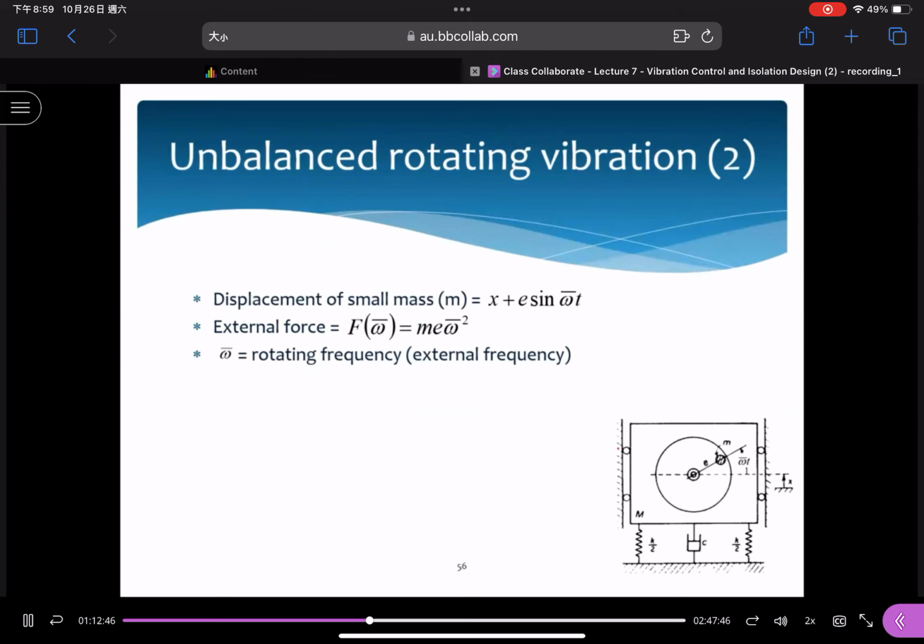Regarding this system, the displacement of the small mass, we can make use of this simple relationship. And the external force, how to find the external force? We can consider the external force is relevant to the small mass times the eccentricity times the angular frequency, the external frequency squared. This is the rotating frequency.